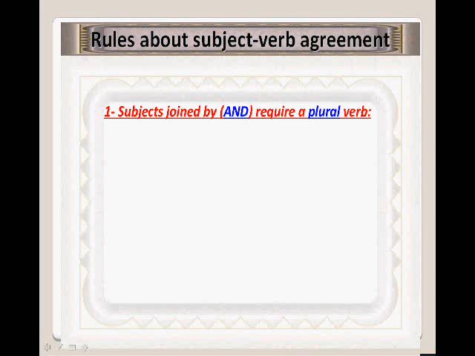Now we are going to look at rules about subject-verb agreement. The first rule is: subjects joined by and require a plural verb. And of course here the key word is and. If I have more than one subject and they are joined together using the word and, then the verb should be plural, because in this case we are going to talk about 2 things or more than one thing. Let's look at the examples, and things will be clearer.